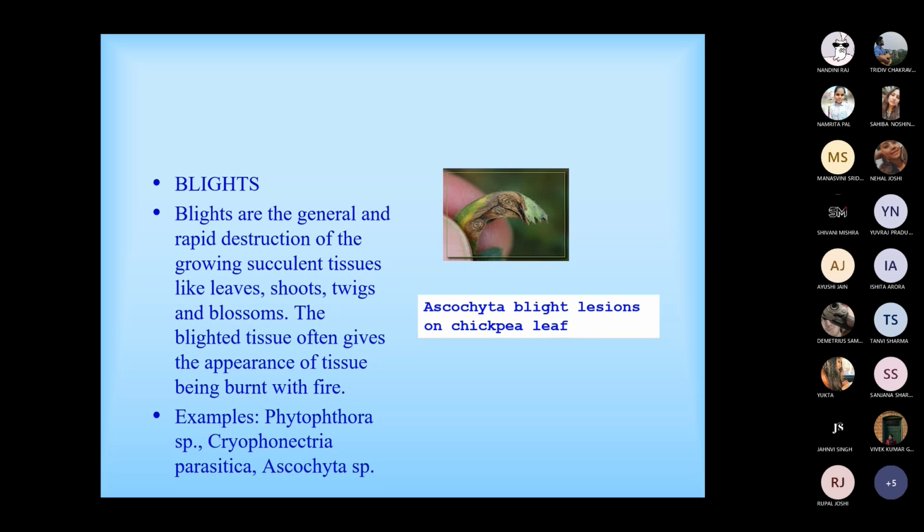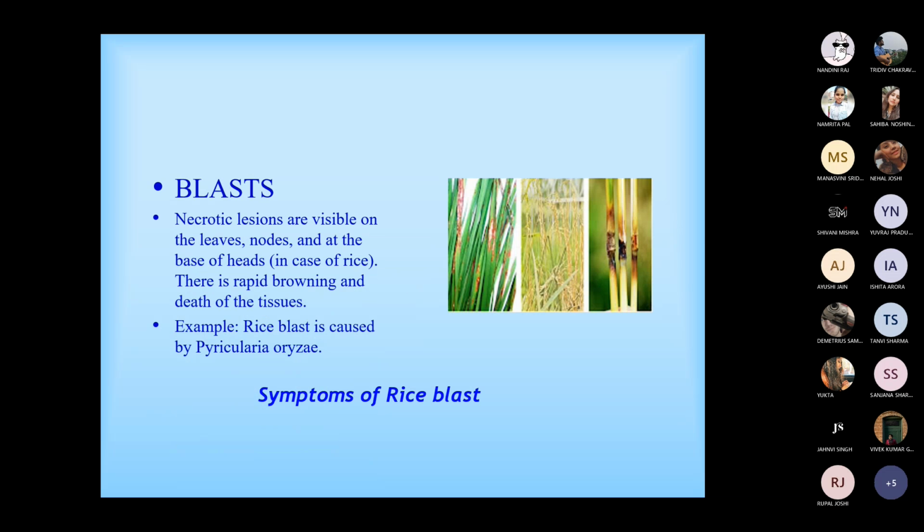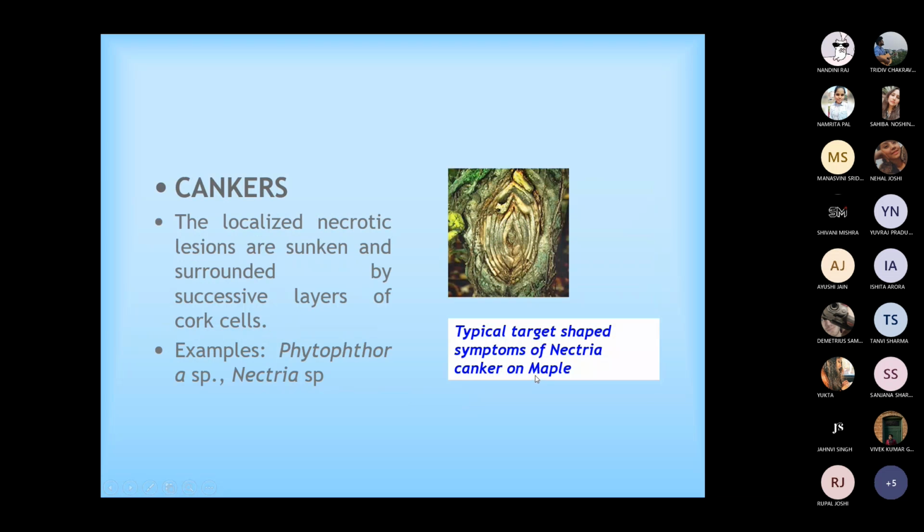These are the common symptoms. Then another one we have is blast. These are again necrotic lesions which are visible on the leaves, nodes, and at the base of the head in the case of rice. There is a rapid browning and death of the tissue in this case. For example, the rice blast, which is caused by Pyricularia oryzae. So we have a symptom here. You can see the symptoms are very common on the nodes also, and necrotic lesions are very visible on these plants due to the blast.